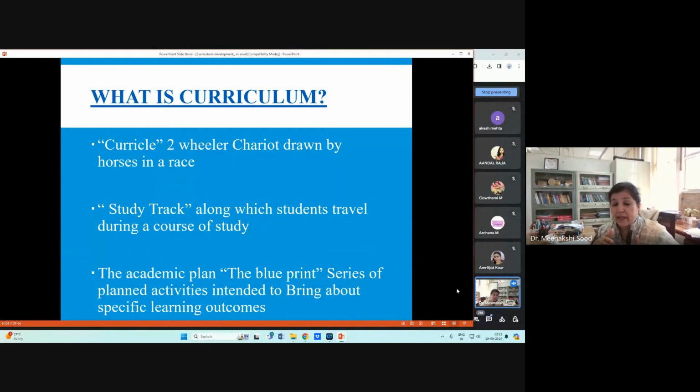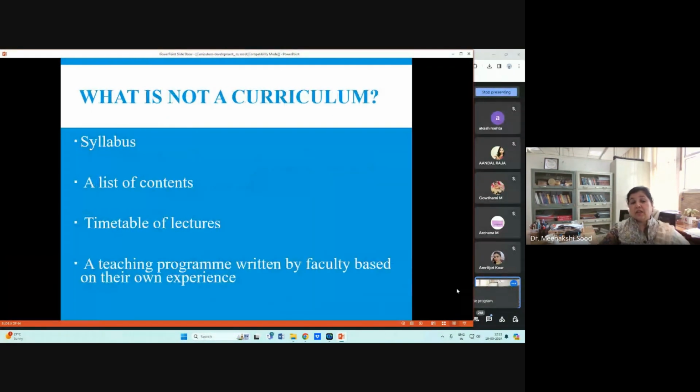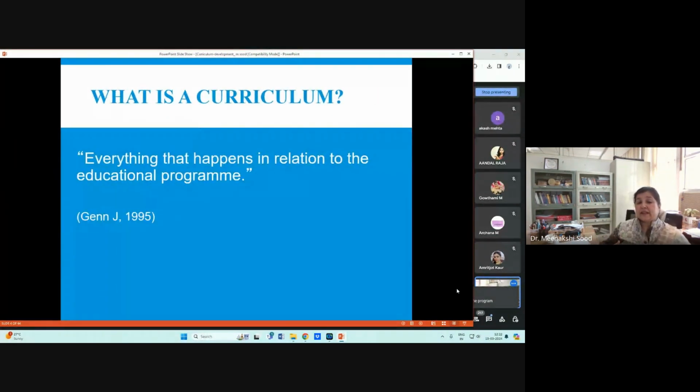So what competencies I am expecting, what outcomes I am expecting from the participants, and what type of participants I'll be getting, right? Based on that, I will design the curriculum: what should be the flow of the program, what sessions should be considered, how it should move. So the curriculum actually shows everything that happens in relation to the educational program, right?